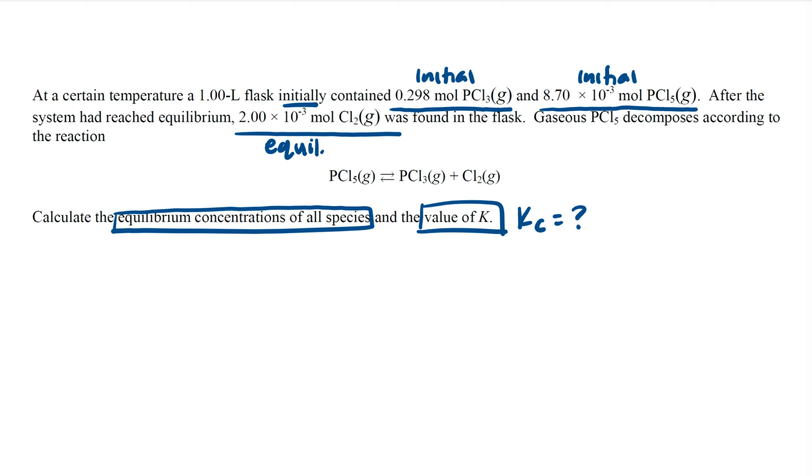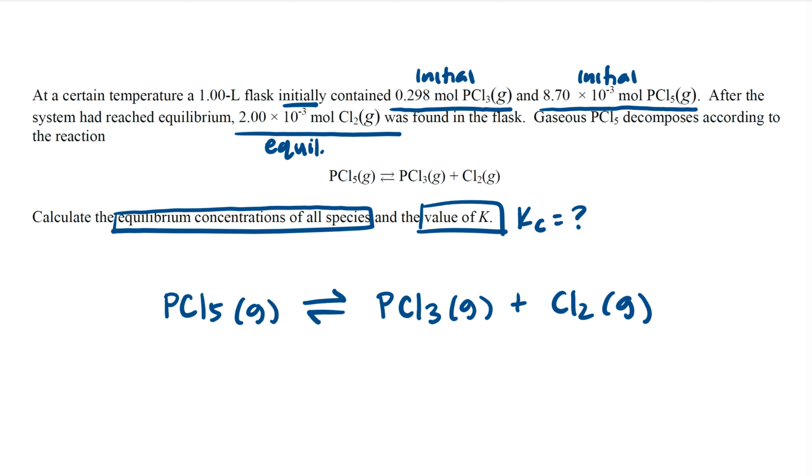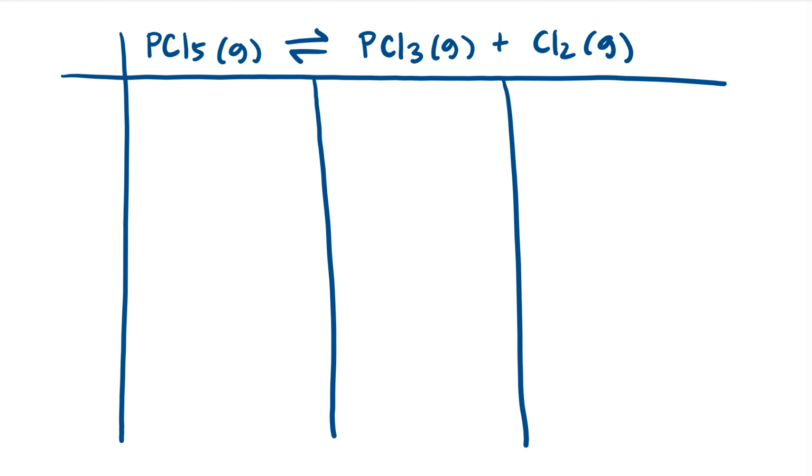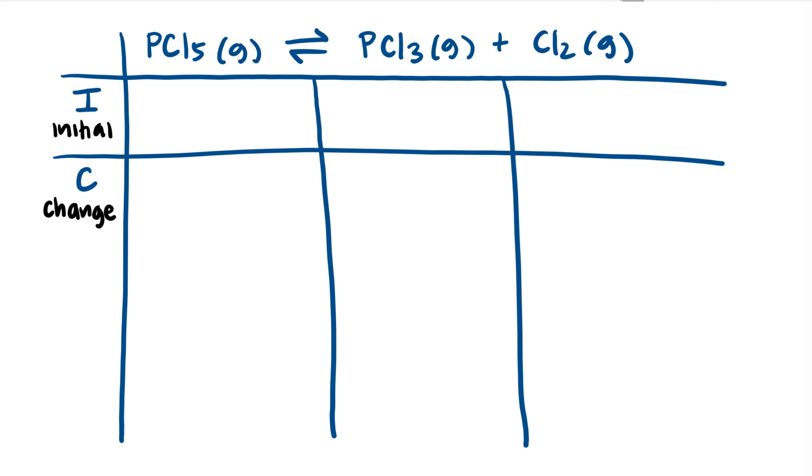So anytime you have initial and equilibrium values in the same problem, this is going to be an ICE chart. All ICE charts start with the balanced chemical equation. And then we're going to write ICE down the left-hand side. I will stand for initial. C will stand for change. E will stand for equilibrium.